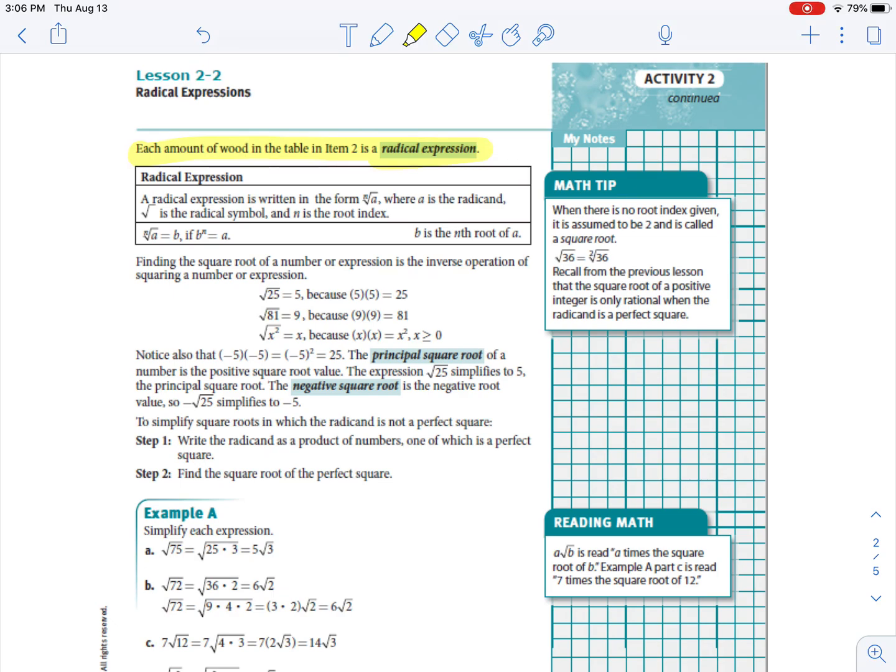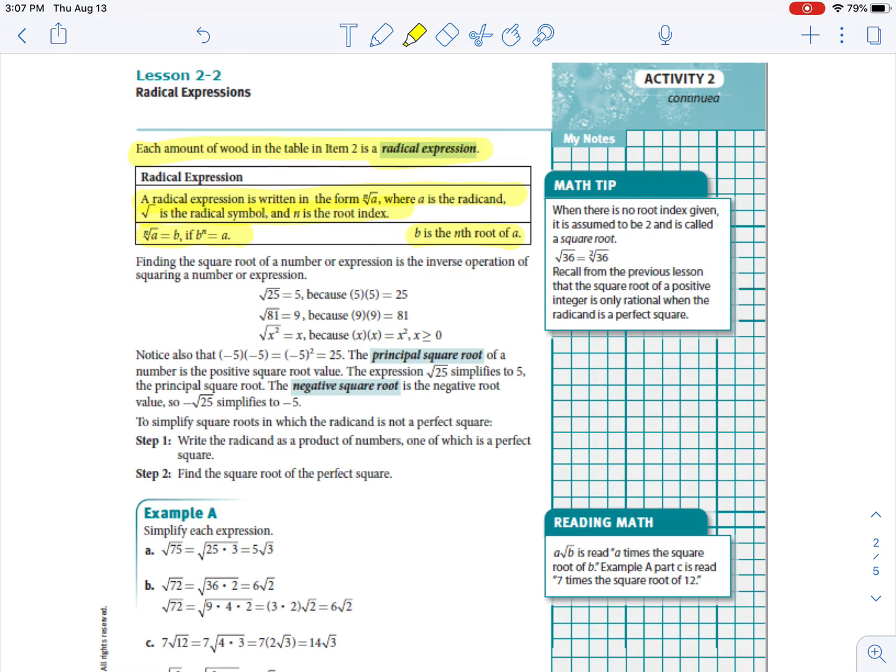As you're probably familiar with, a radical expression is written in the form the nth root of a, where a is the radicand, and that's the radical symbol, and n is the root index. So, by definition, the nth root of a equals b if b to the n power is equal to a. So we say b is the nth root of a.